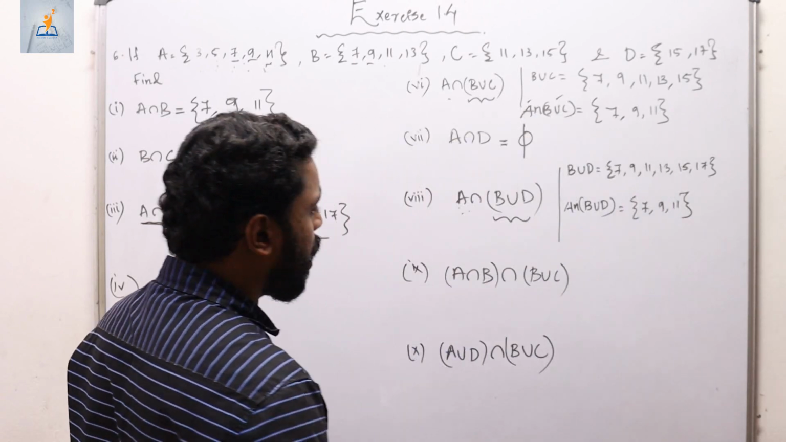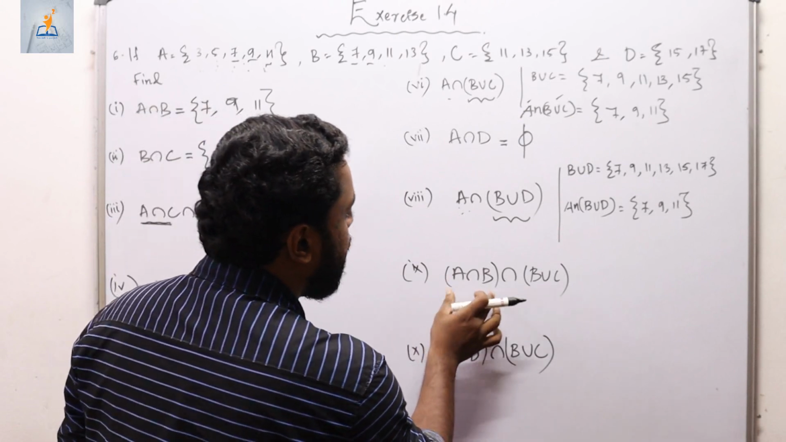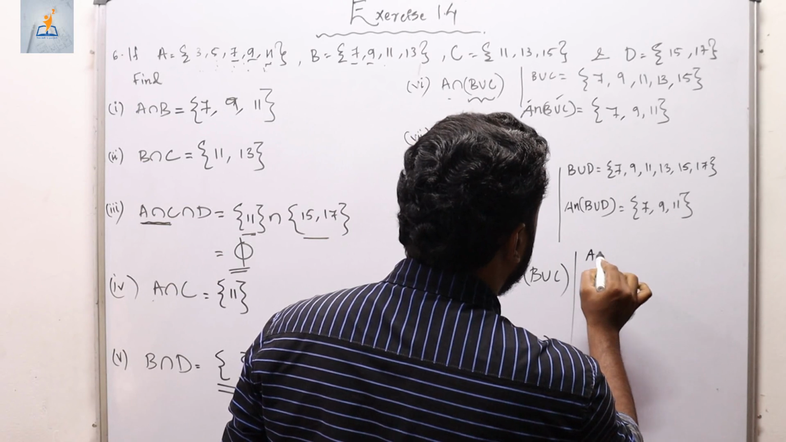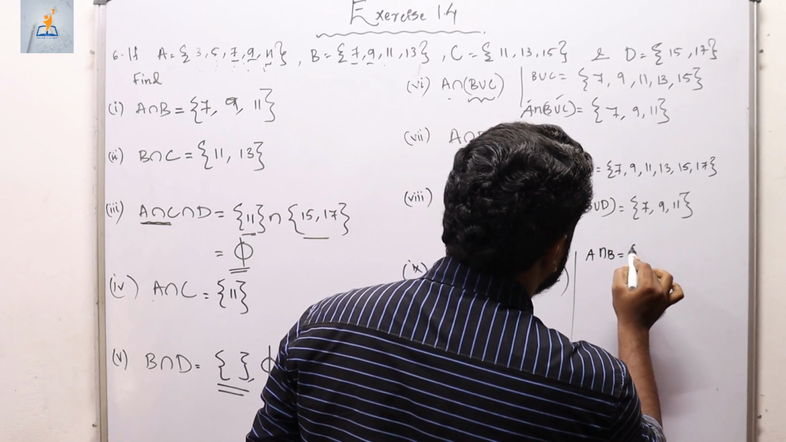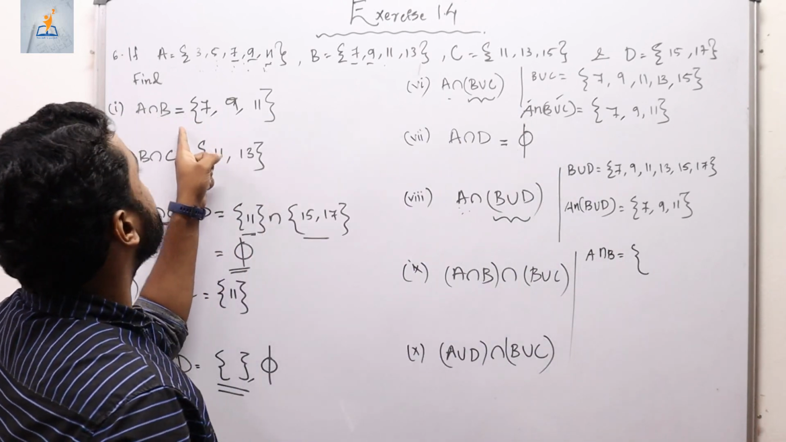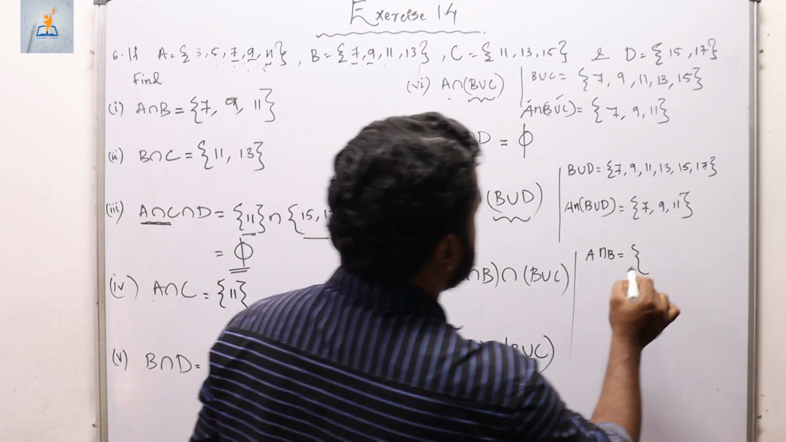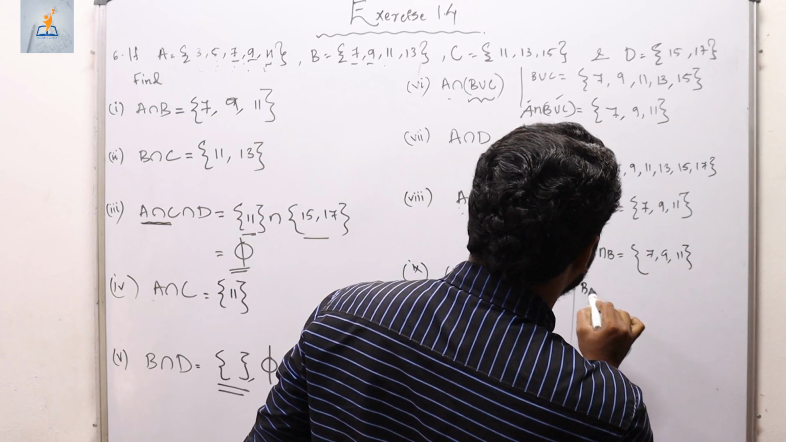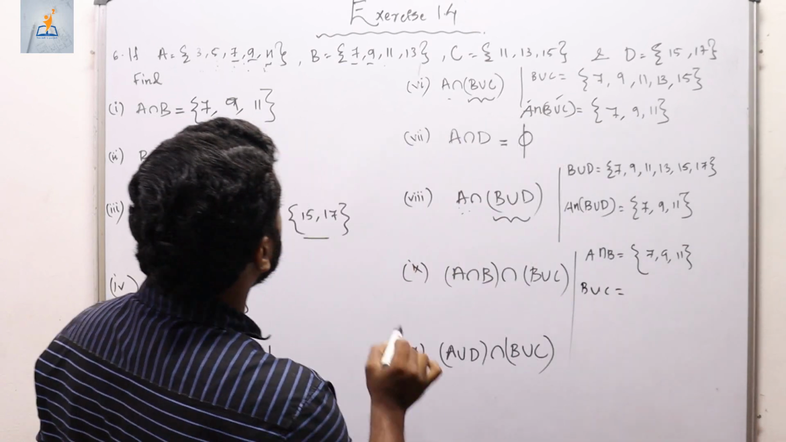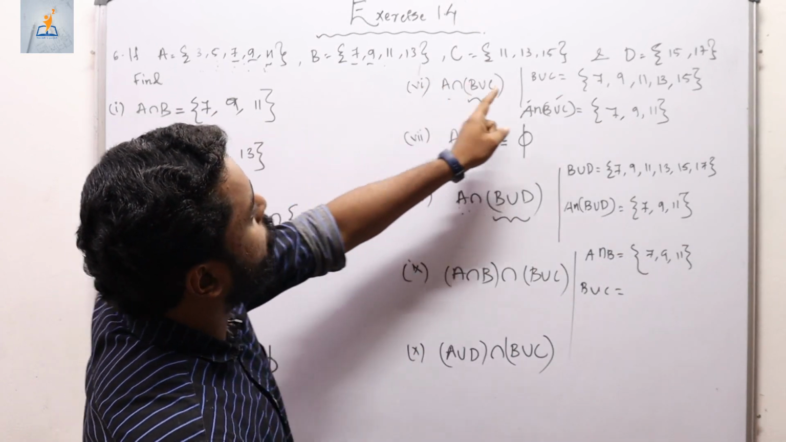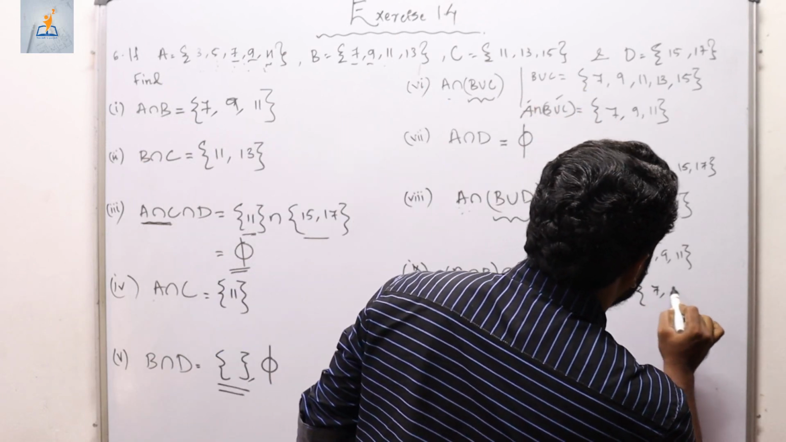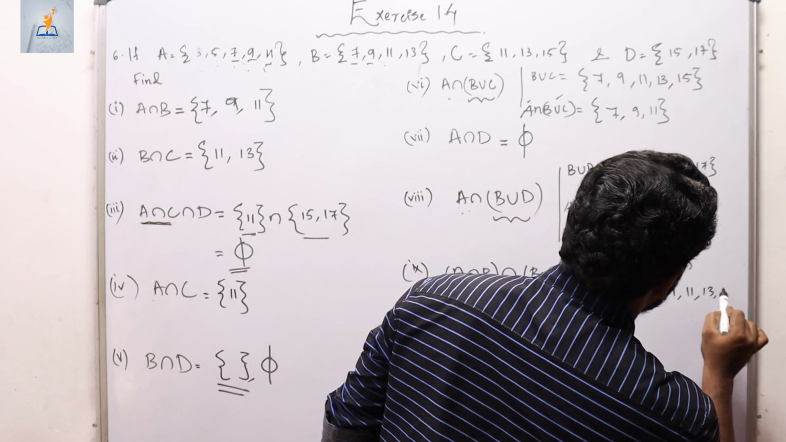Okay. Coming on to the ninth one, A intersection B intersection B union C. First we are going to find A intersection B. We already evaluated A intersection B as the set 7, 9, 11. Now we are going to find B union C. We already evaluated B union C earlier. So B union C is equal to 7, 9, 11, 13, 15.